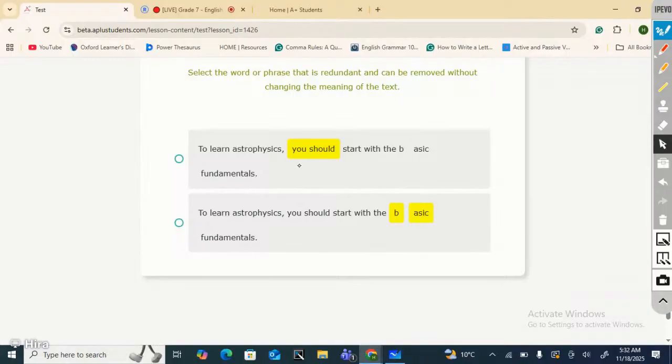Well, in option one, these two words are not redundant. They are needed to understand the meaning of the text. But the word basic, in option two, is redundant. Start with the basic fundamentals. Fundamentals also means basic principles of something. So the word basic is redundant. It can be removed.